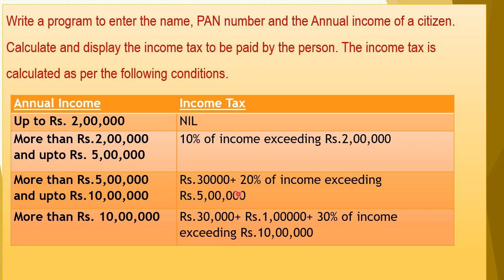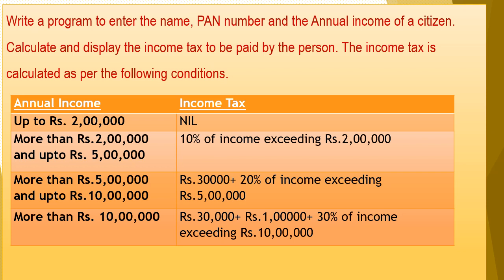For example, if a person has an income of 7 lakh, the person has to pay a tax of 30,000 plus 20% of the income exceeding 5 lakh. That means 20% of 2 lakh, because 7 lakh minus 5 lakh equal to 2 lakh is the income exceeding 5 lakh. So 20% of 2 lakh is 40,000. So 40,000 plus 30,000, that equal to 70,000 is the tax to be paid by the person.